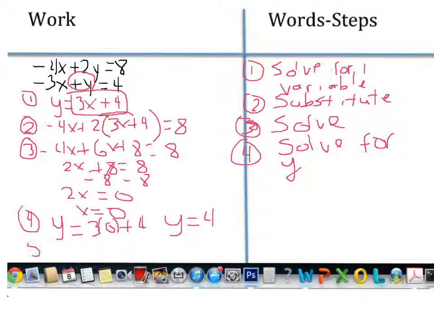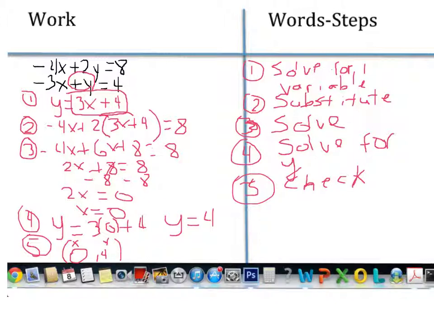And then the last step is just to check your solution. And remember, it has to make both equations true. And so the solution was, you always list your x coordinate first, because that's how points are listed on the graph, x and then y. So x was 0, remember, and y is 4.